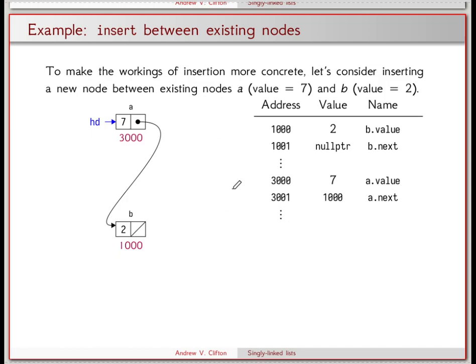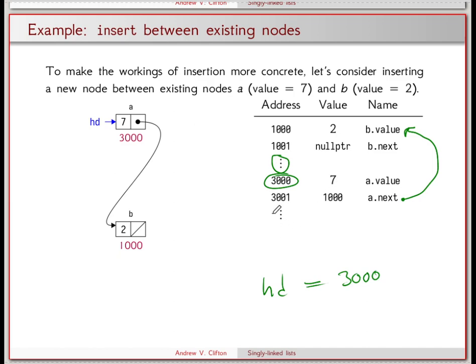So the head is 7, so that means the head points to address 3000, right? And then 3000's next points up here to that one there. The order of the nodes in memory has nothing to do with the order of the nodes in the list. The order of the nodes in the list is 7, then 2. The order of the nodes in memory is 2, and then a bunch of space that's being used for who knows what, and then 7 after that.